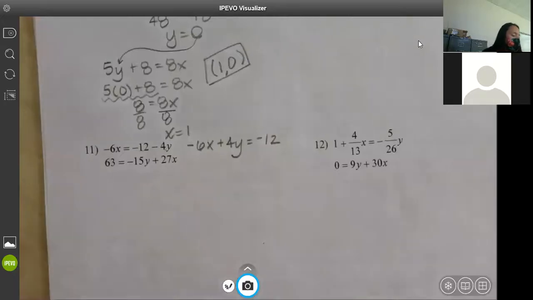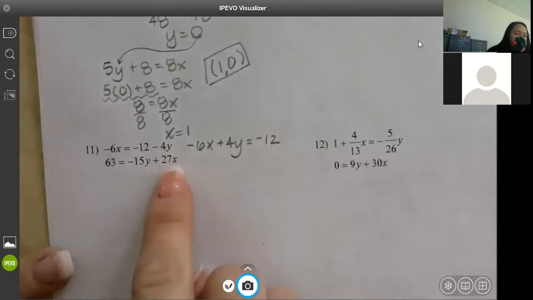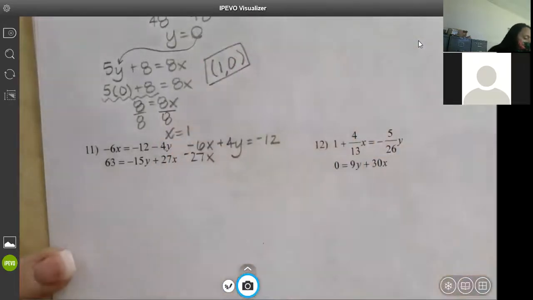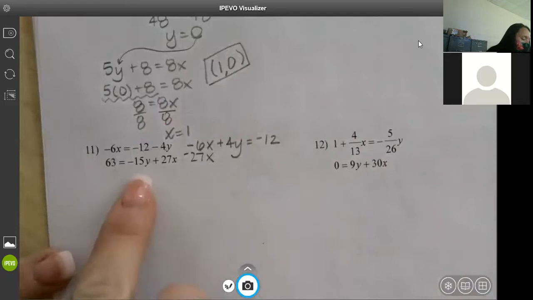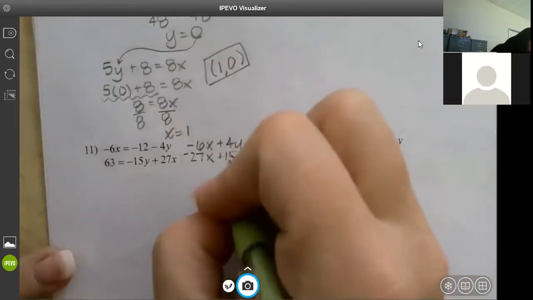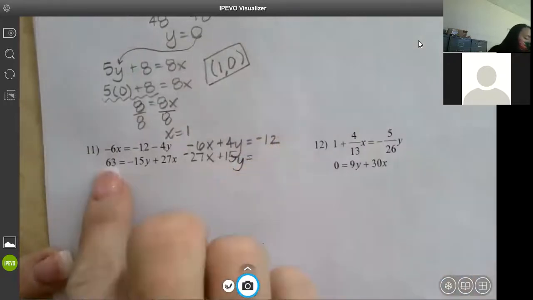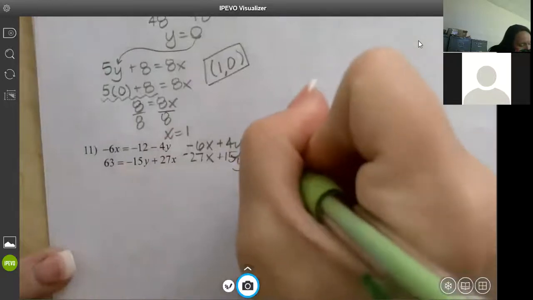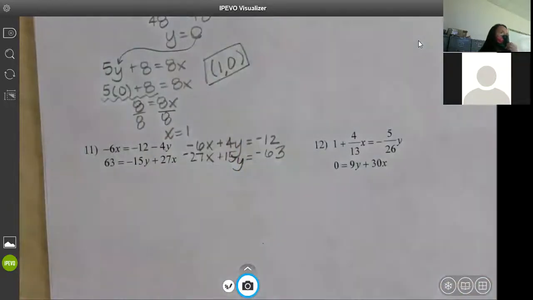Right. Start with our x again. Is it on the correct side? Nope. So we're just going to change the sign. Is our y on the correct side? Nope. Change the sign. And then is our 63 on the correct side? Nope. Change the sign.